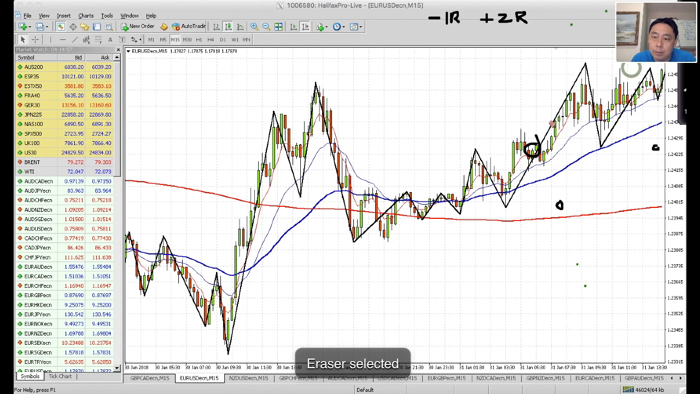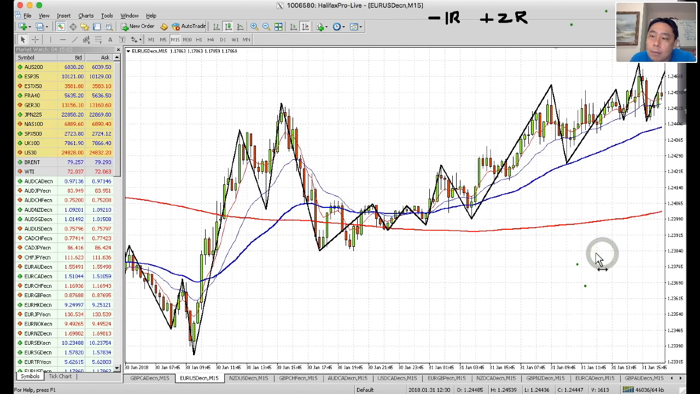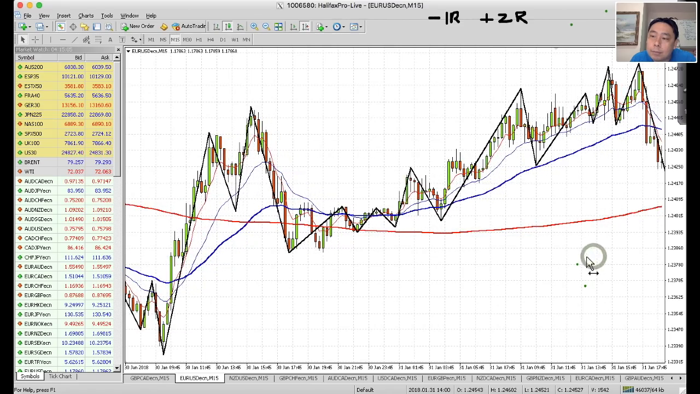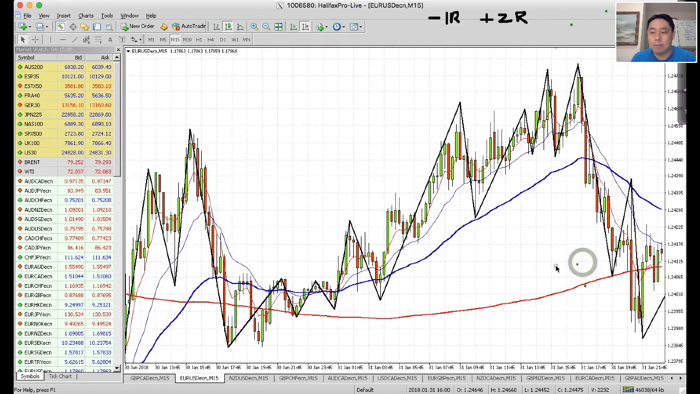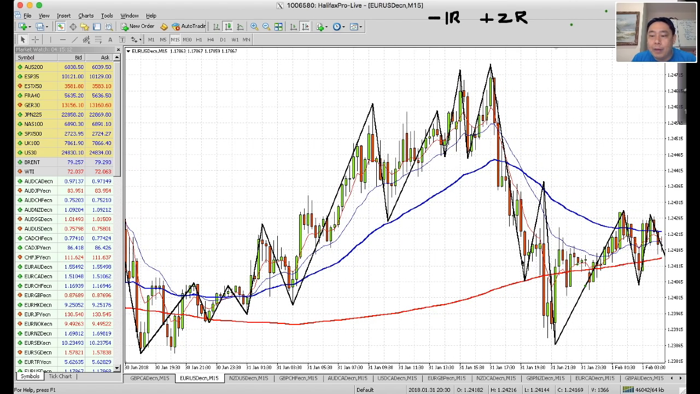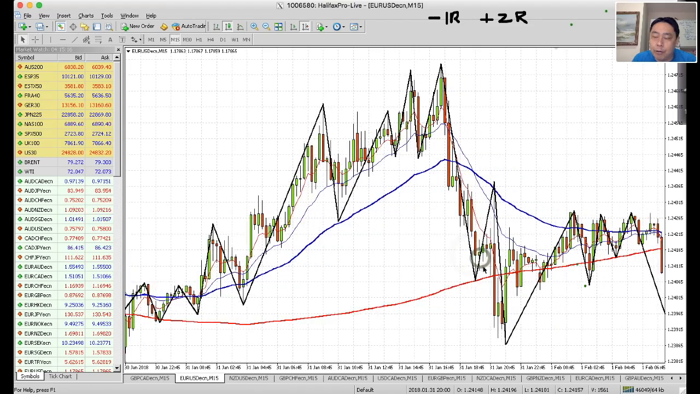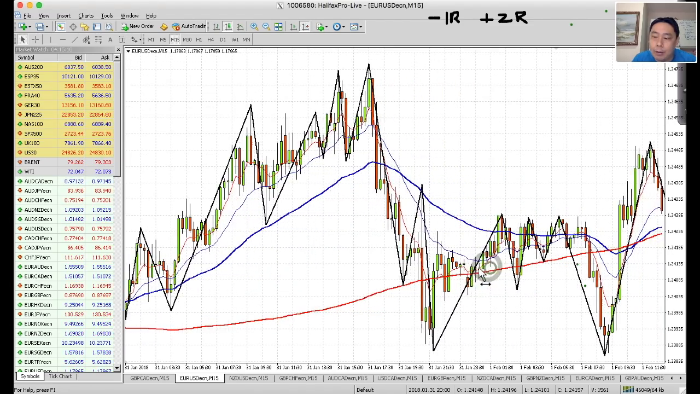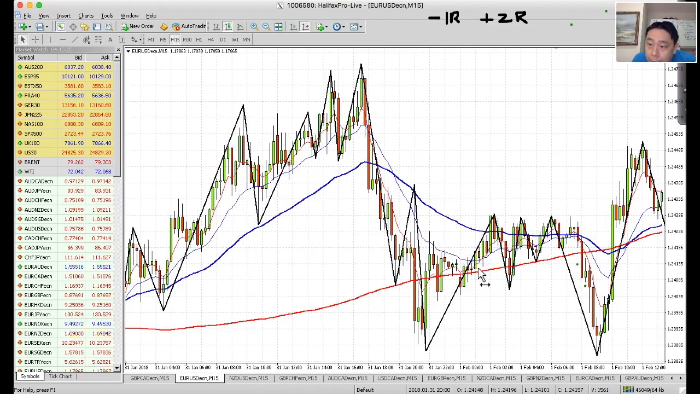Oh, went down. And again, you see the moving averages are not in line with the price action, so we can't trade that. We have to wait for an alignment of everything. Okay, looks like it's getting aligned.